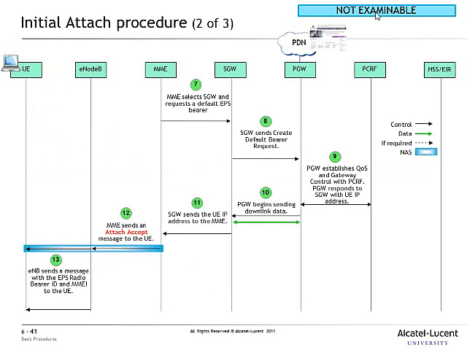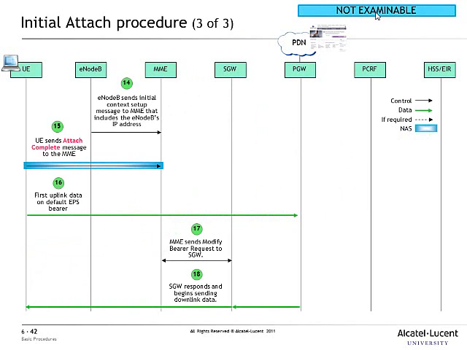Okay, so the next set of diagrams explain in detail how the IMSI attach procedure is done. And at the end of it, you can see the IP address is assigned to the UE. Now we go further.